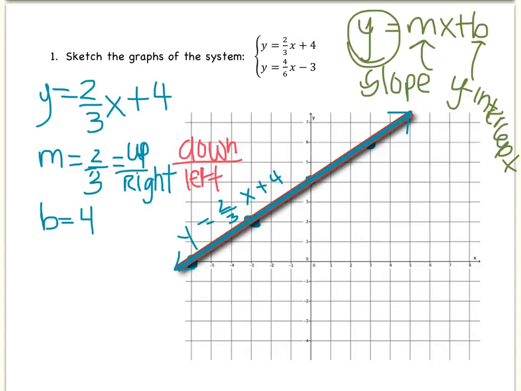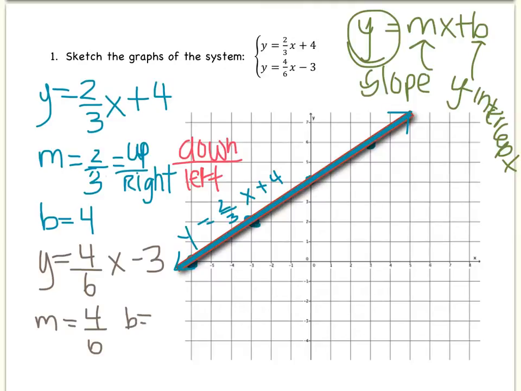Okay, now I'm going to graph my other equation. y equals 4/6 x minus 3. My m is 4/6, and my b is -3. So again, I always start at my b, or my y-intercept. So on my y-axis, I need to go down to -3. Here's -3.